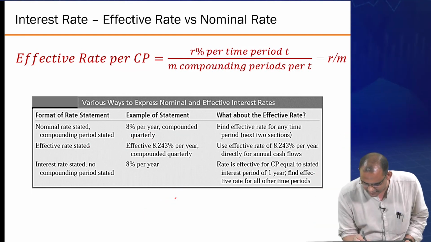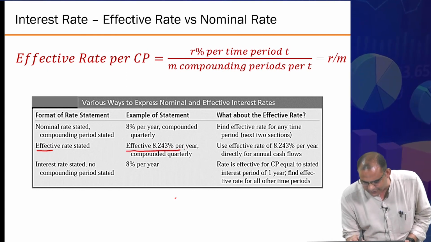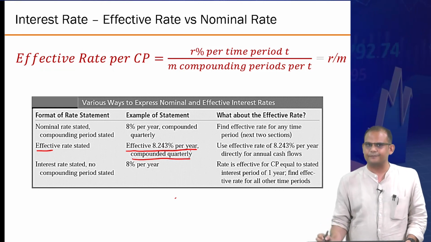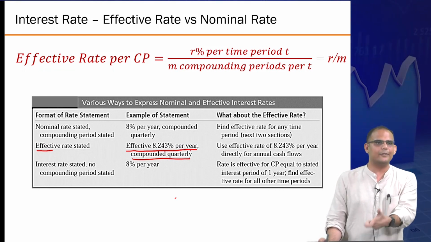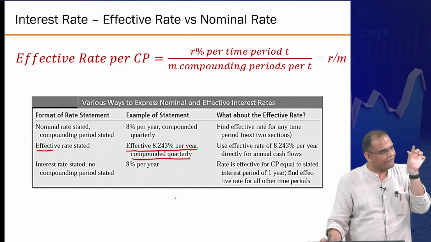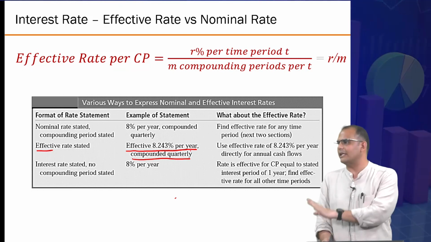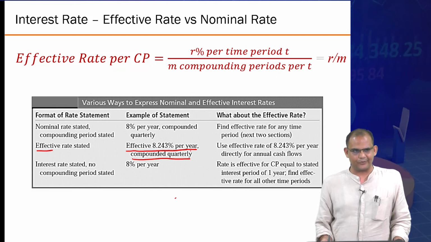Okay. For the effective rate, it is stated as effective 8.243% per year compounded quarterly. For a yearly transaction, you can directly use this rate because that effective value is already given to you. For anything else, we will need to transform it. I'll show you in the next couple of slides how to do that.